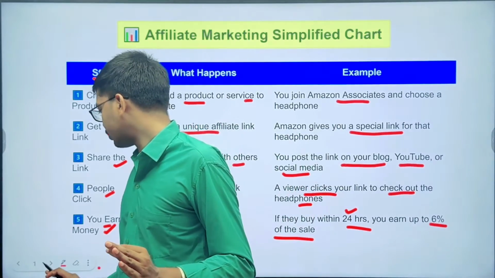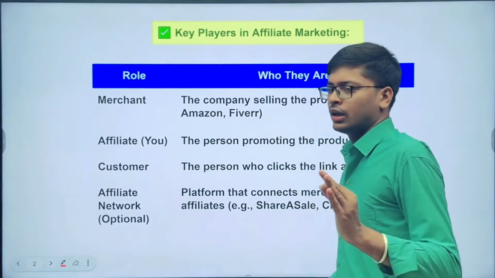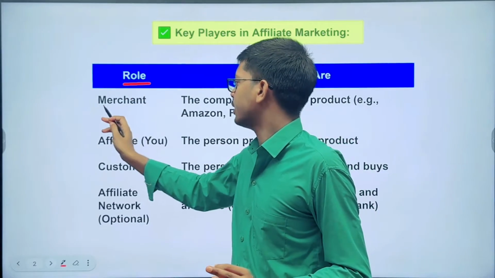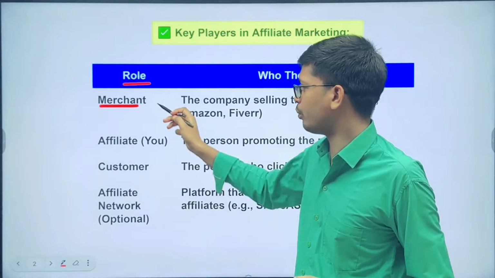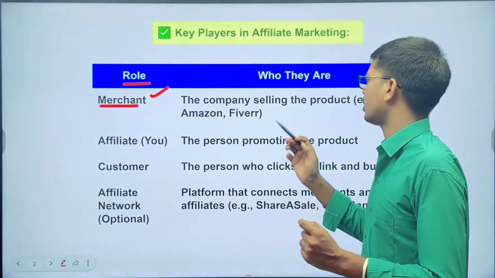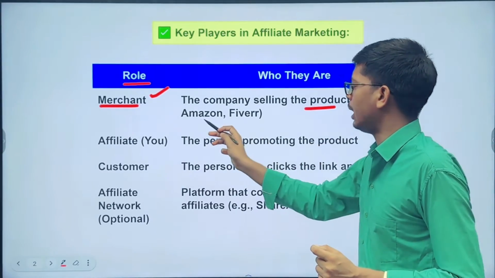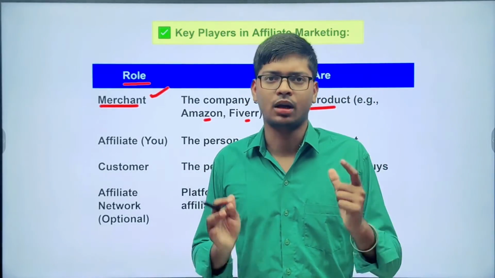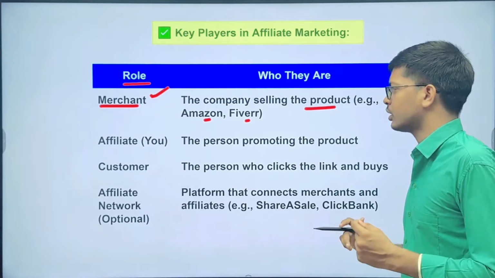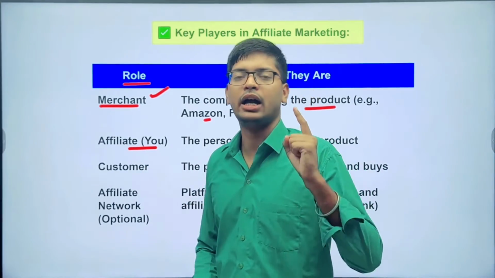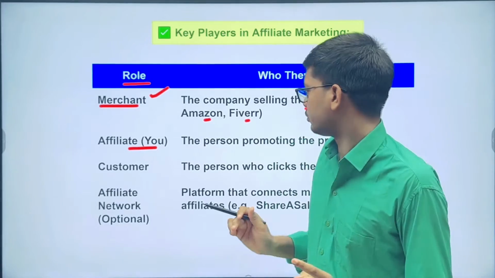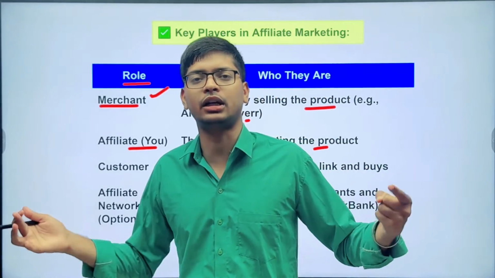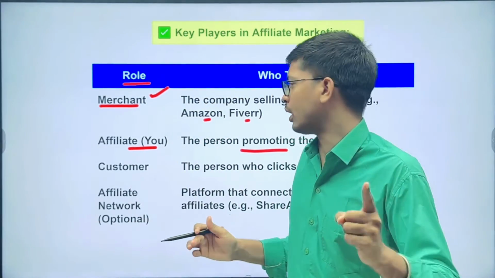Next, I have some key players here. The first role is the merchant. Merchant means the company selling the product, like Amazon or Fabric. These are affiliate programs. Next is the affiliate. You are an affiliate, the person promoting the product. Because you want to start affiliate marketing, we can say you are an affiliate.